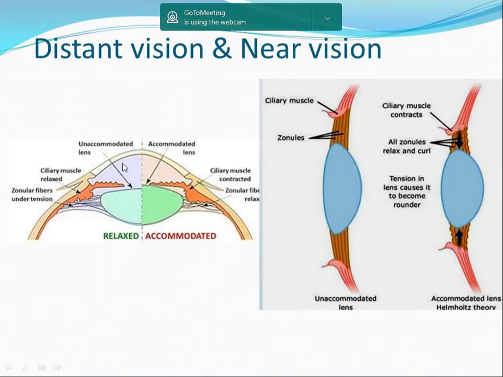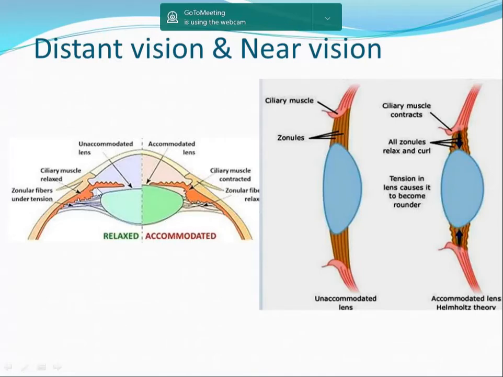Look at these pictures. This is an eye which is relaxed, that means an eye at rest, where the eye is not accommodating. That means the ciliary body is relaxed. When the ciliary body is relaxed, the zonules are tight, and this is the normal configuration of the lens, wherein the anterior surface of the lens is flatter when compared to the posterior surface of the lens. Like this, the picture on the left.